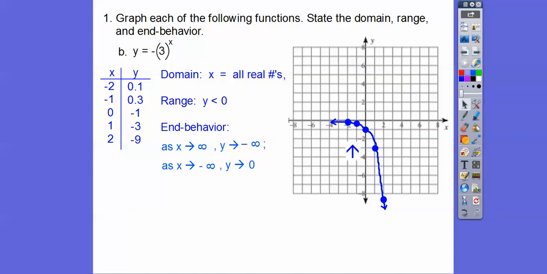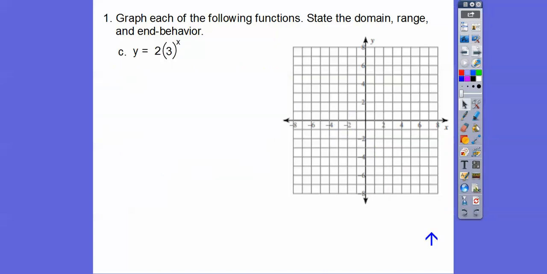The range is, it goes down, so it's below the x-axis, so its y is less than 0. And then as we go to the right, that's when x goes to infinity. This graph is going down to -infinity. As we go to the left over here, then this graph is going up, up, up, up to 0. So it's going close to 0.